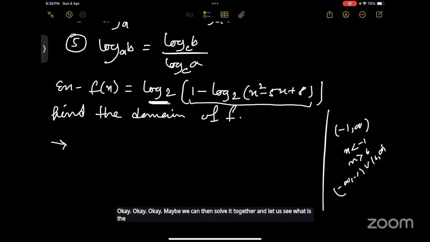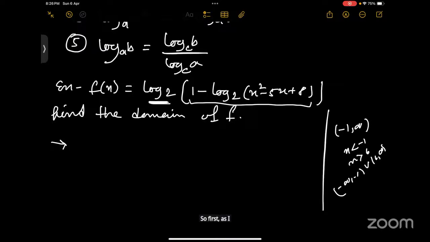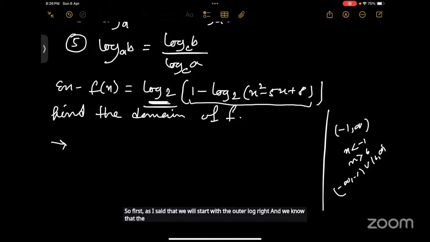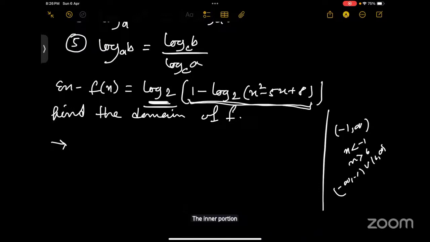So first, as I said, we will start with the outer log, right? And we know that the domain of a logarithmic function is always greater than 0. That means the inner portion, this portion, will be greater than 0, right? So this is the first thing and we will start with this.